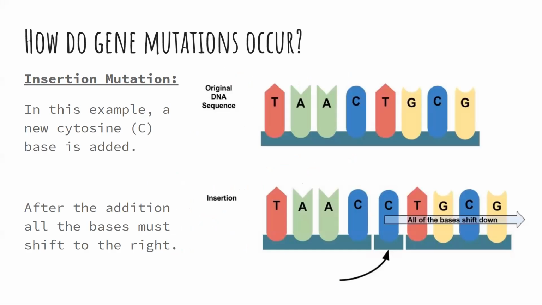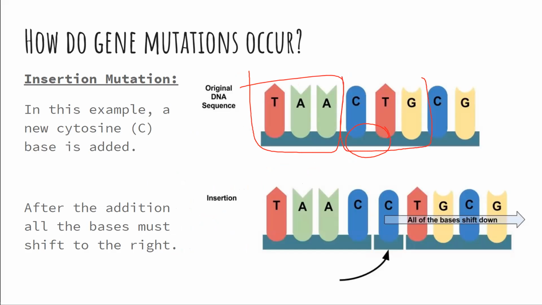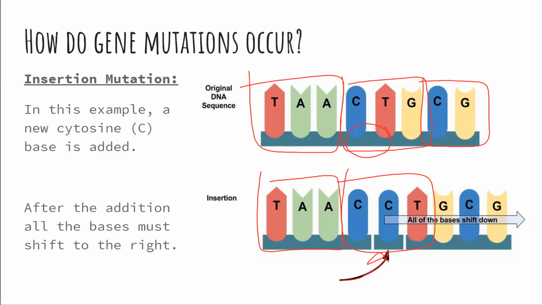So let's look at an insertion mutation here in the DNA. In this example, a new C, a cytosine, is added between the T and the C right here. Originally, the DNA was TAA, CTG, and GC. But now, since we've added that new base, the first three bases are still the same, but look at this. Instead of it being CTG, it's now CCT. Instead of it being GC, it's now GCG. So it shifts all the bases down and may even code for different amino acids than it was before.